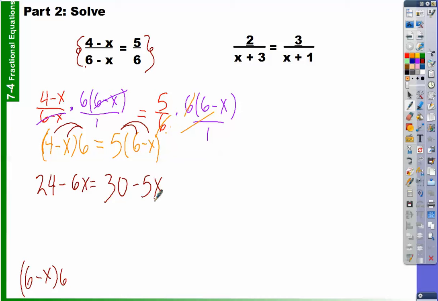All right. So what are we going to do to get the x all by itself? Play the game! The game is to get x all by itself.